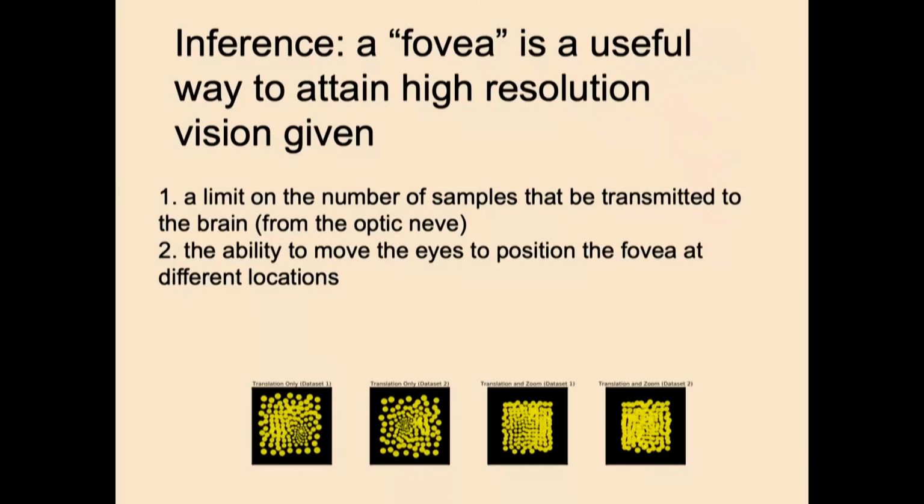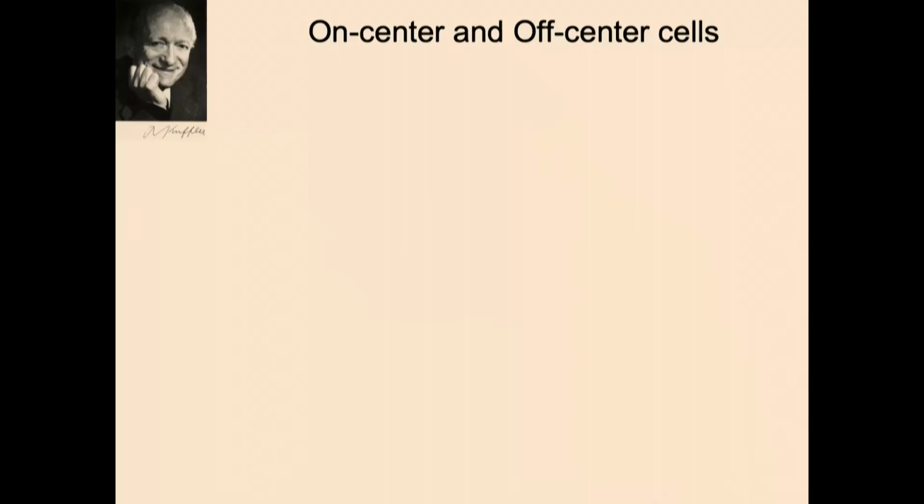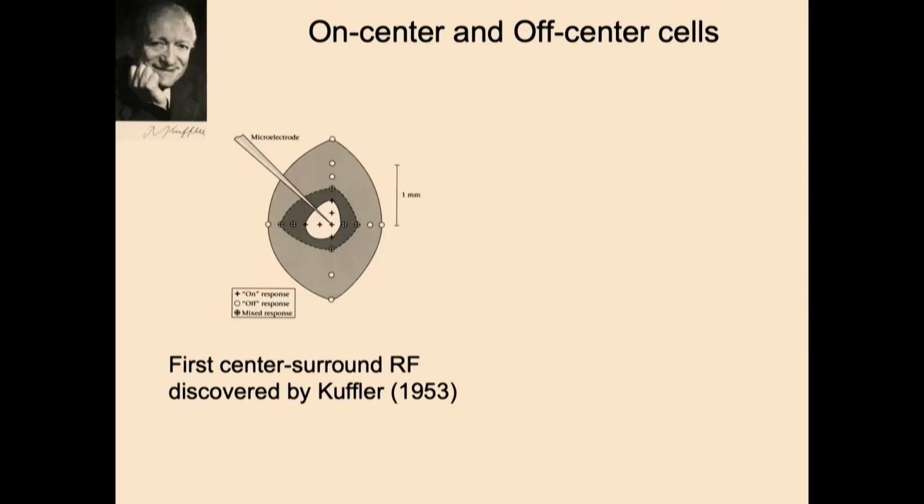Okay, so these ganglion cells and other cells in the retina come in another set of flavors, and the one that we're going to talk about now has to do with center-surround receptive field organization and the two different types of that.